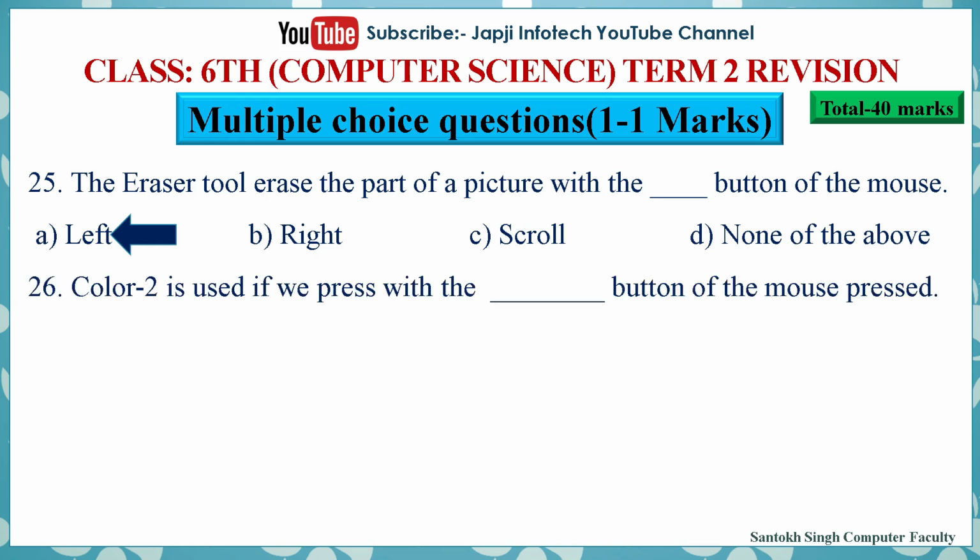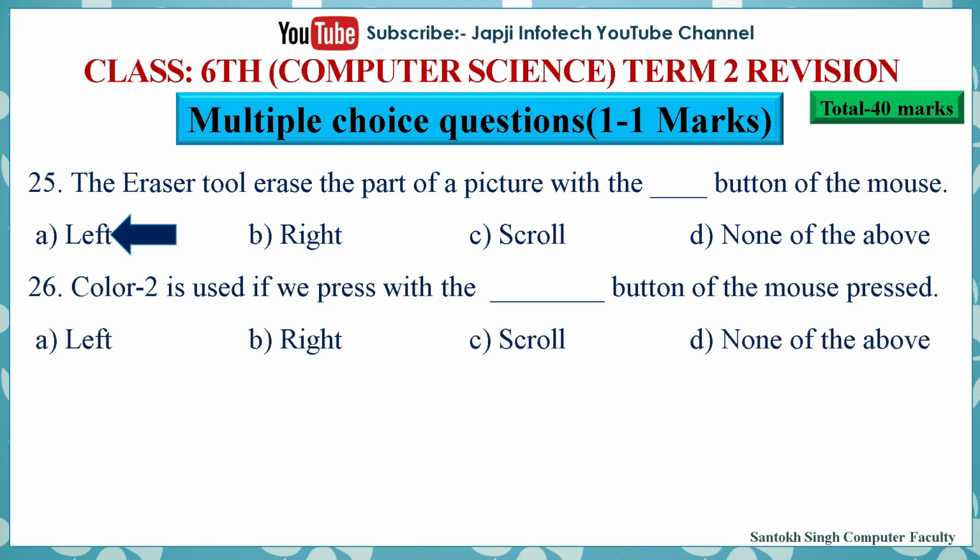And 26th one is, color 2 is used if we press the dash button of the mouse, and the options are left, right, scroll, or none of above. And the right answer is color 2 is used if we press the right button of the mouse.